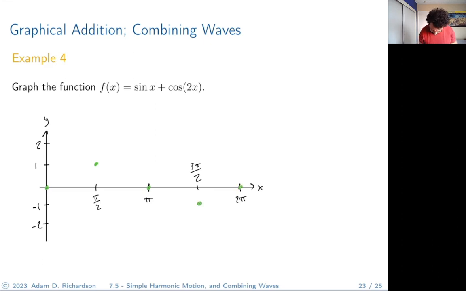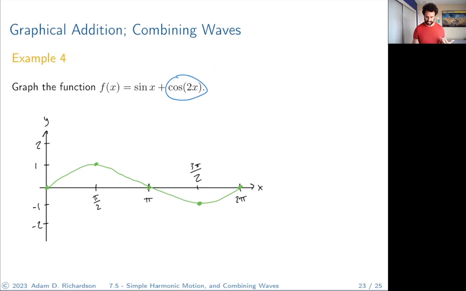There we go. So the sine curve looks a little bit like this. Something like that. Now I need to draw a cosine of 2x. So remember here, maybe I'll use blue for this one. Remember for cosine of 2x, the period is going to be affected, right?